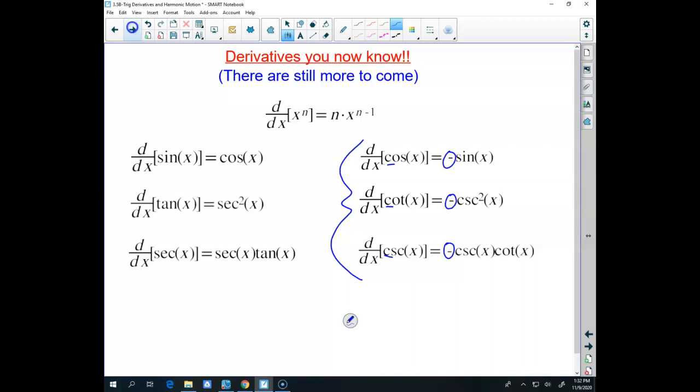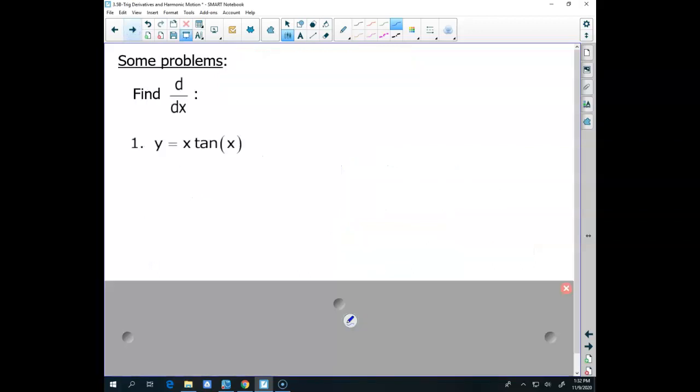So what we need to do is take these 6 new derivatives, along with the ones that we know, or these 4 you already knew, sine and cosine, okay? And take these and apply them into some new problems, okay? So what we're going to do is a few problems here. We're going to do 1, 2, 3, 4, 5 problems, and then we're going to do some simple harmonic motion, okay?